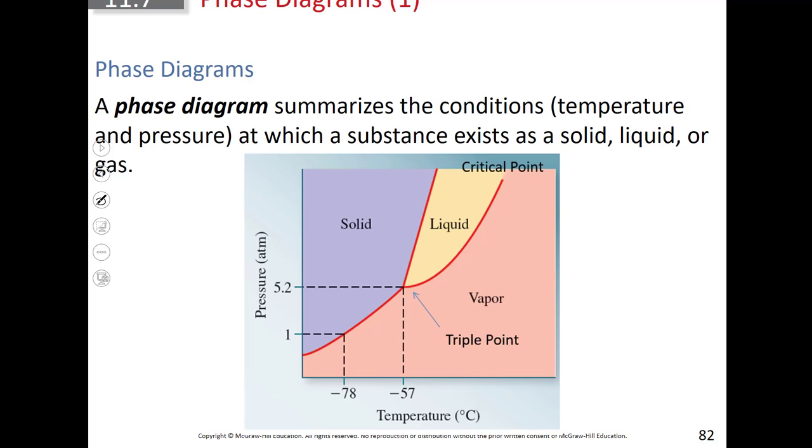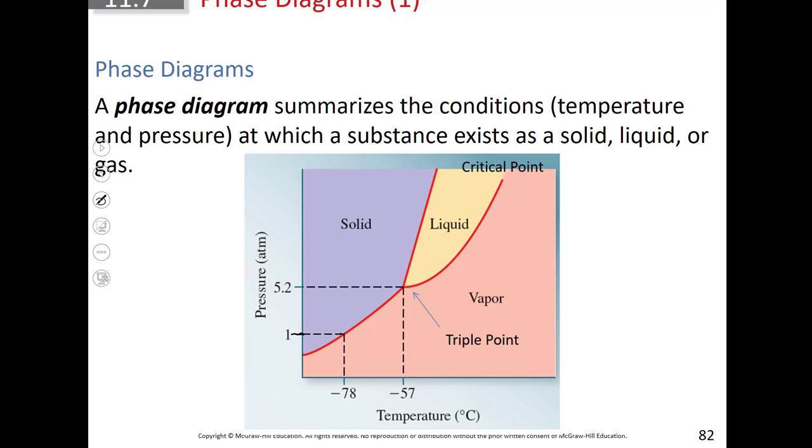So phase diagrams show you pressure versus temperature, what phase to expect your substance to be in. So every substance will have its own unique phase diagram. So here's the phase diagram of, which one is this? This is carbon dioxide. So here we have at 1 atmosphere of pressure versus negative 72 degrees Celsius is where you transition from being a solid to a gas.